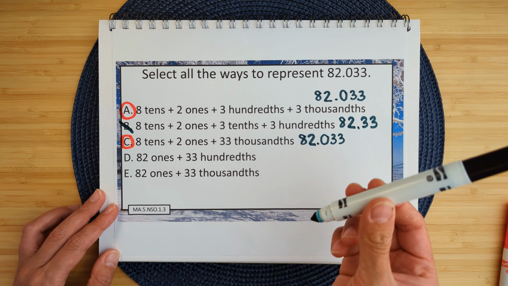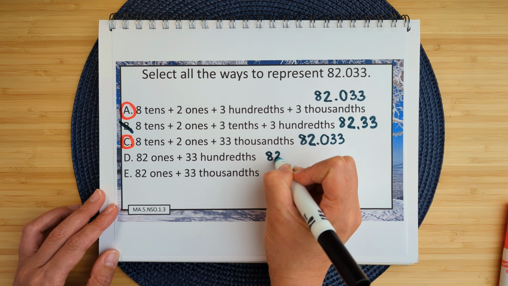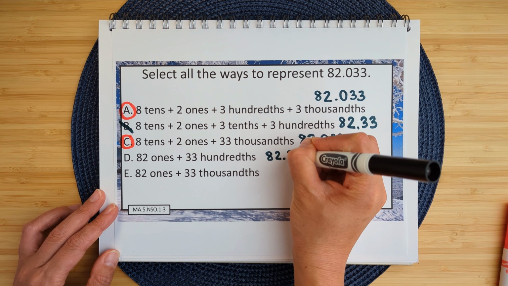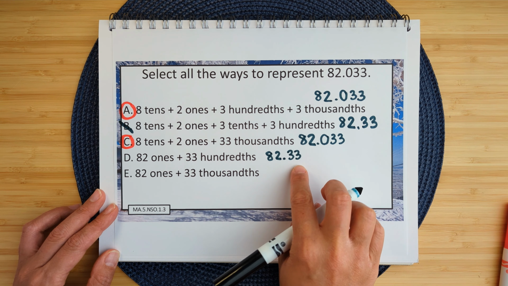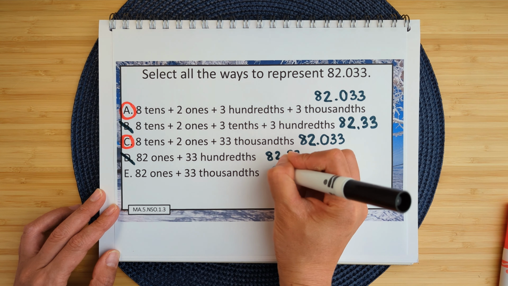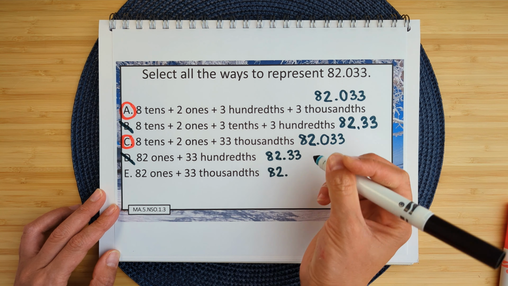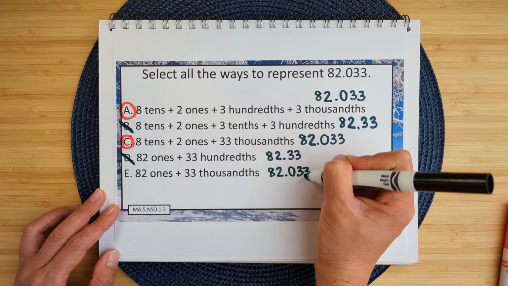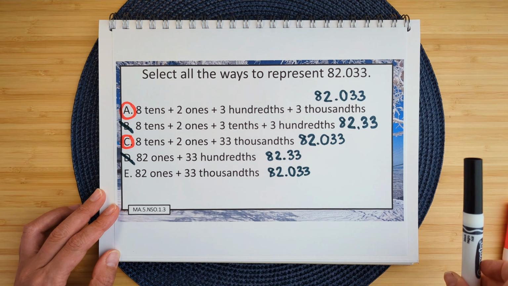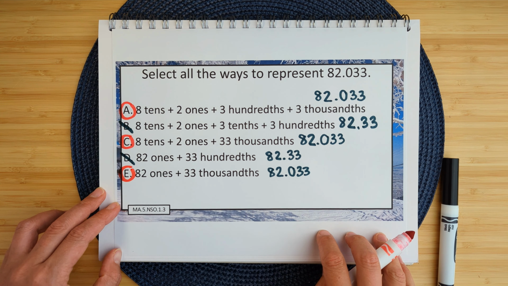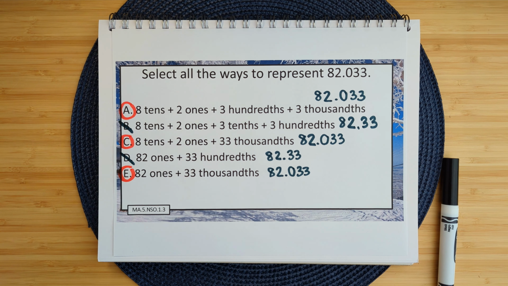D, 82 ones, 33/100ths. Those are not the same. And then E, 82 ones, 33/1000ths. Those are the same. So the correct answers were A, C, and E.